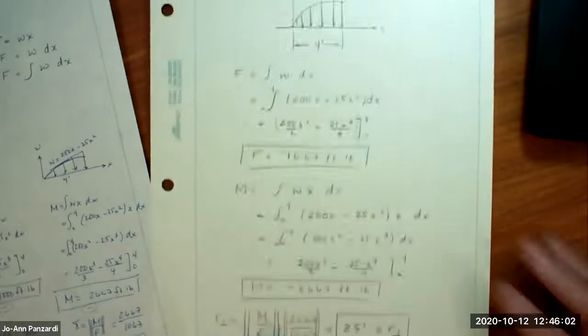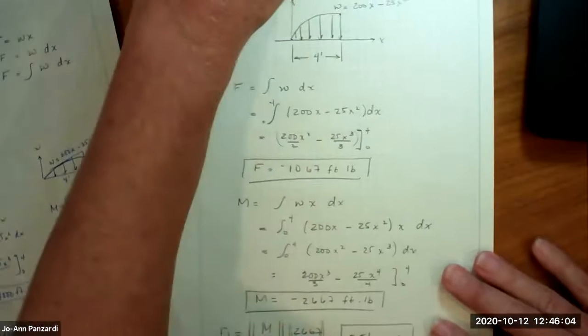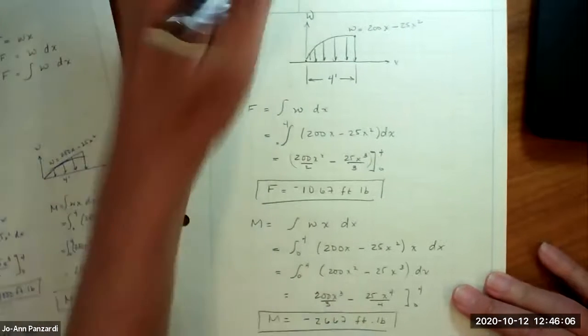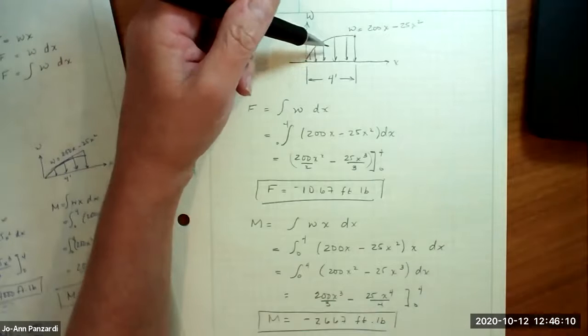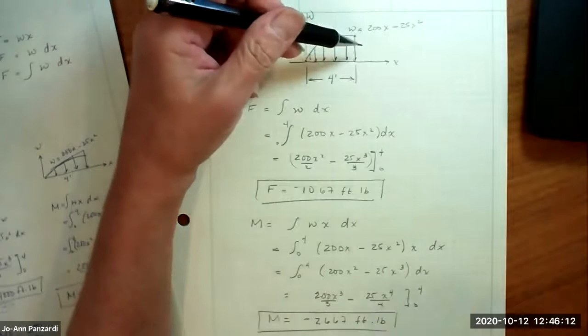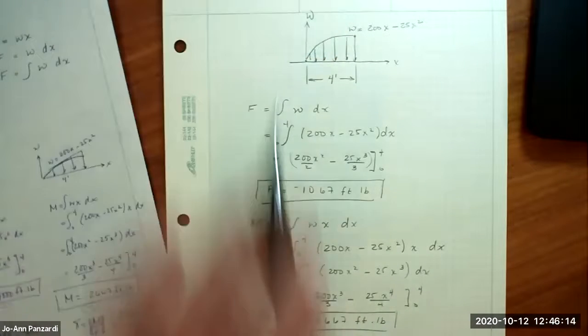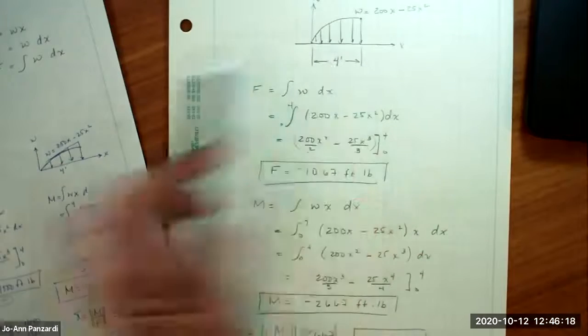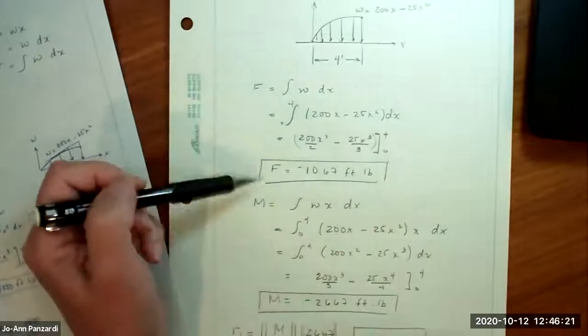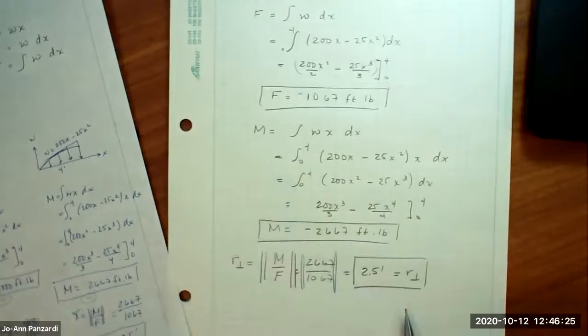So I bet that if we had known where the centroid of a parabola is, we would have been able to figure it out without even doing all the integration. But in this case, whenever you have a shape where you don't know the location of the centroid, you can calculate your force and your moment using integration and then solve for the perpendicular distance.